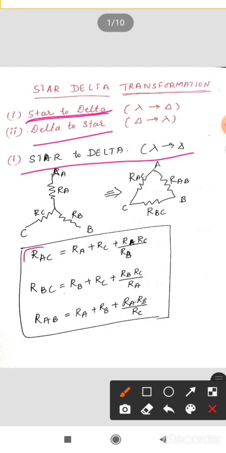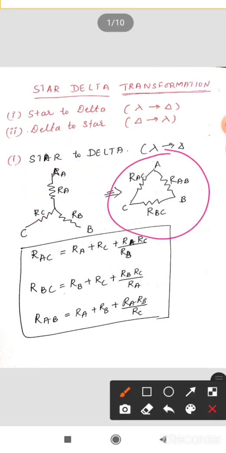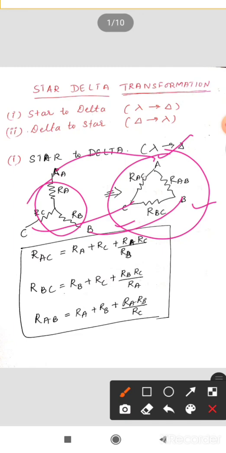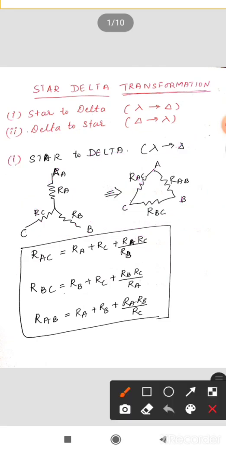First one, we will take star to delta. In the star connection, you can observe here you will have A, B, C, and in between those, star connected resistances. This is RA, RB and RC. We are supposed to convert this to a delta connection, which has A, B, C. So the terminals remain the same, A to A, B to B and C to C. Only the resistances will be in the form of a star here, and delta here. To convert that, we are using star to delta.